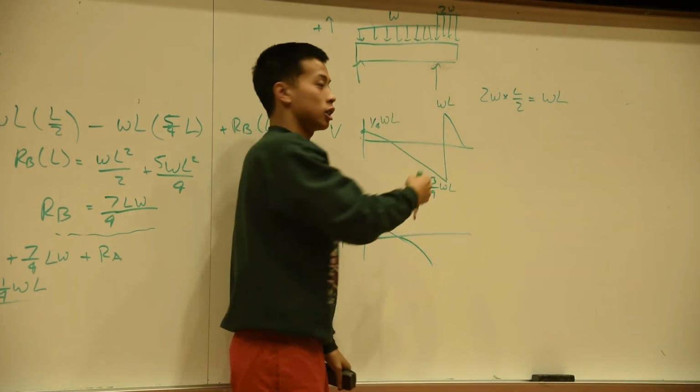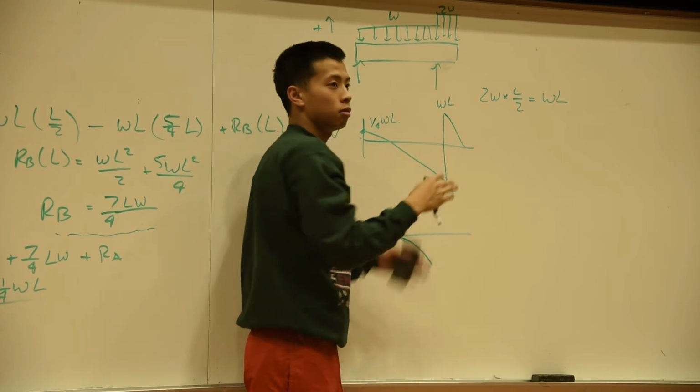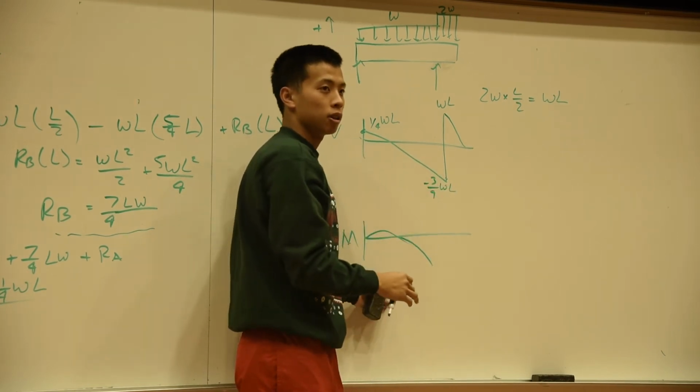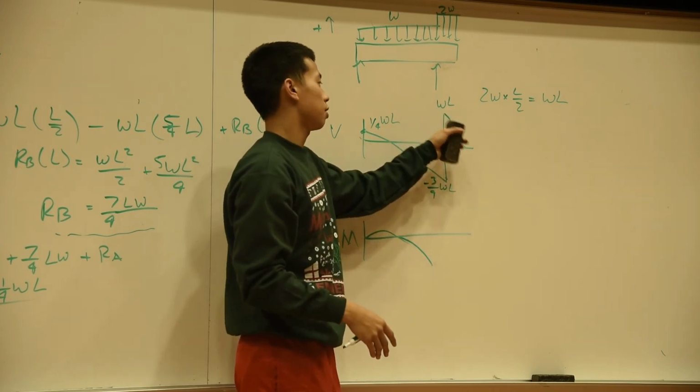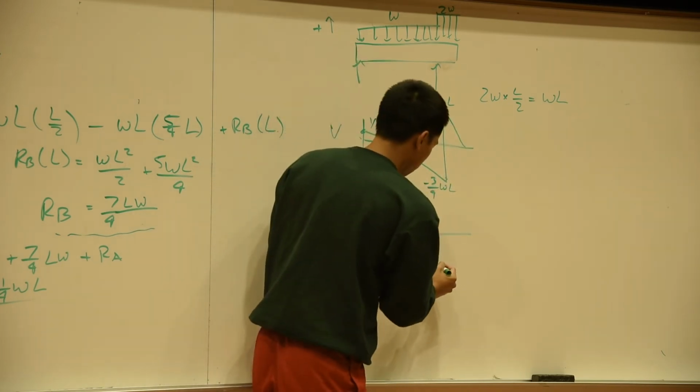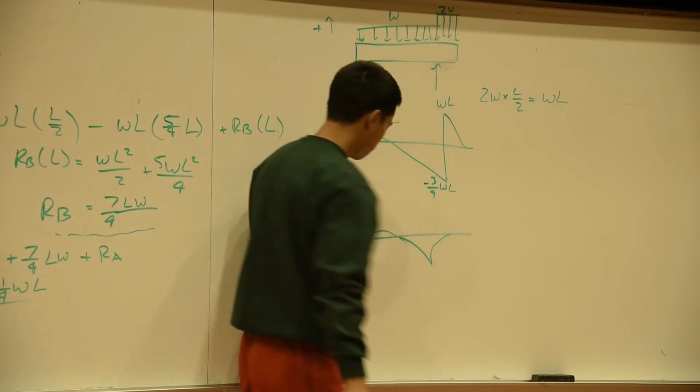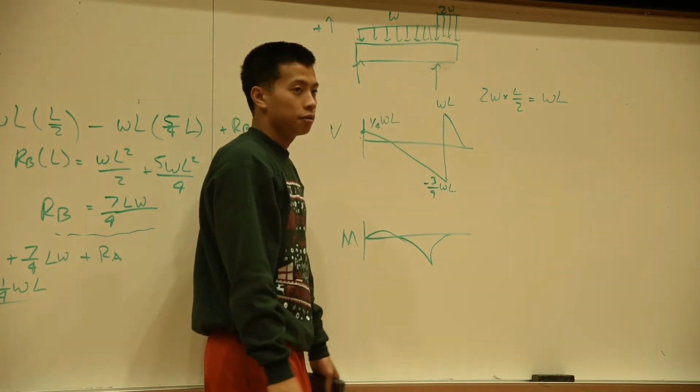Remember, as the shear value approaches 0, your moment line flattens out. Okay, so it jumps up to positive, and then as it approaches 0, it flattens out, so it should look something like that. Give or take. Okay?